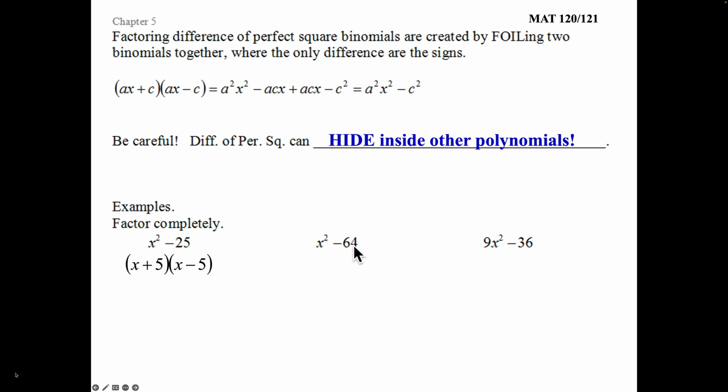x squared minus 64, perfect square minus perfect square, x and 8, x plus 8, x minus 8. 9x squared, perfect square, 36, perfect square. It's not 3x plus 6, 3x minus 6. 9 and 36 are divisible by 9. We have to take out the 9 first. You'll still get a difference of perfect squares. x plus 2, x minus 2. Keep the 9 out front.